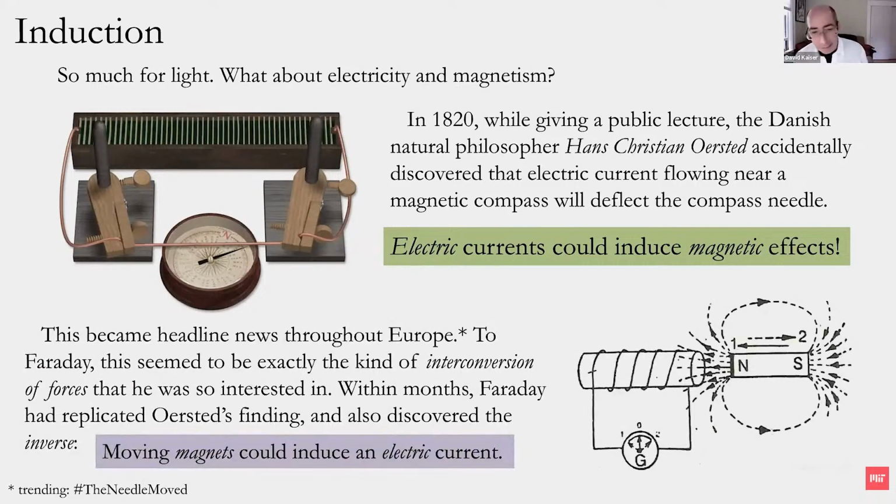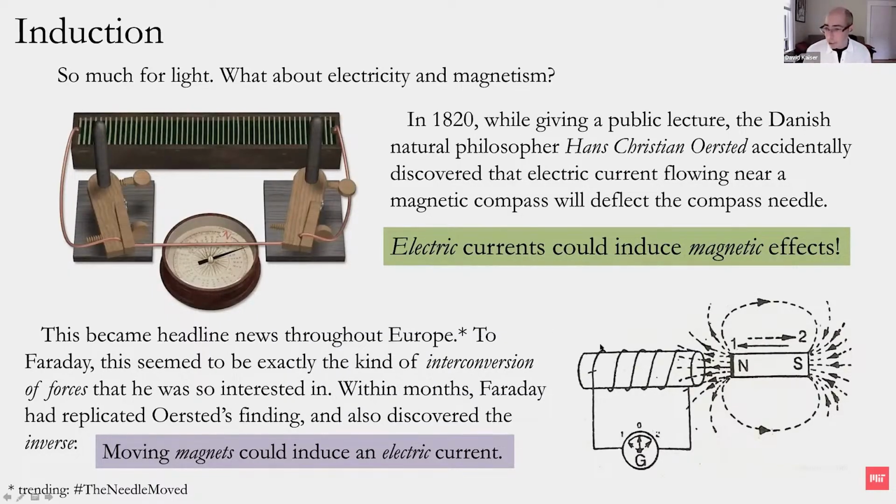This became headline news. If there had been 19th century Twitter, this would have broken Twitter. Hashtag the needle moved, I'm sure. This was literally what everyone was super excited about, including people like Michael Faraday. For Faraday, this was exactly the kind of interconversion of forces that he was so interested in, partly from his Sandemanian faith, partly because he was a natural philosopher of his time. So not only does he quickly replicate Ørsted's finding, he separately finds that he can get electric current to move a compass needle. He then finds the inverse.